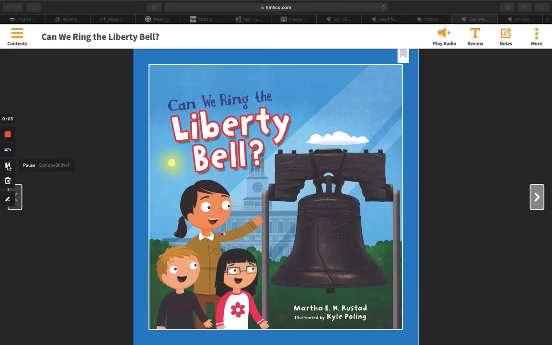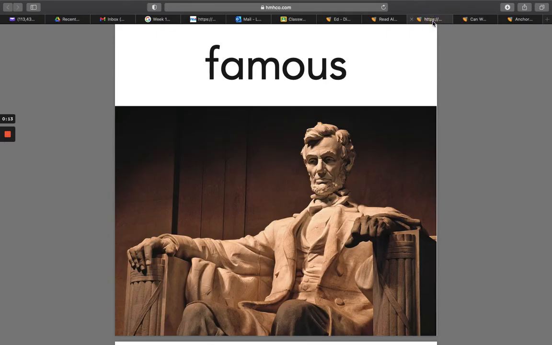Today we're going to listen to a story called Can We Ring the Liberty Bell? Before we read it, I want to talk about some words that we're going to hear in this story. Knowing these words will help you be a better reader and a better writer.